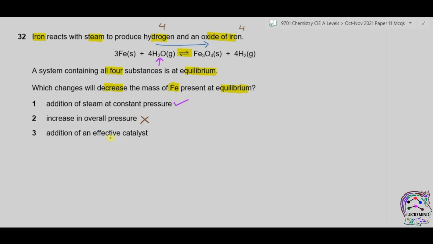Part 3. Addition of an effective catalyst. Again, a catalyst does not change the position of equilibrium, it only reduces the time to attain equilibrium. As only the first option is correct, therefore the answer is D.